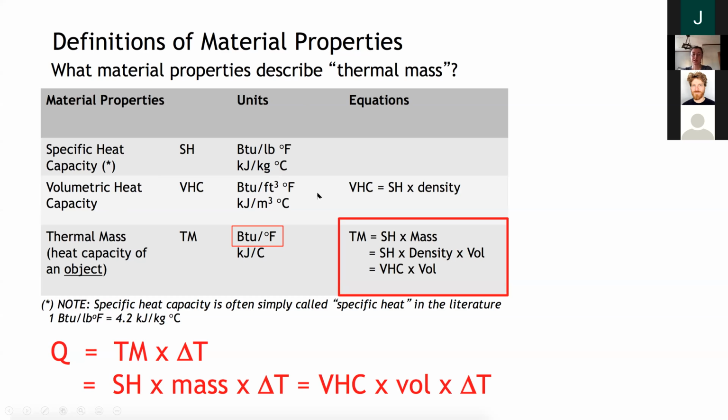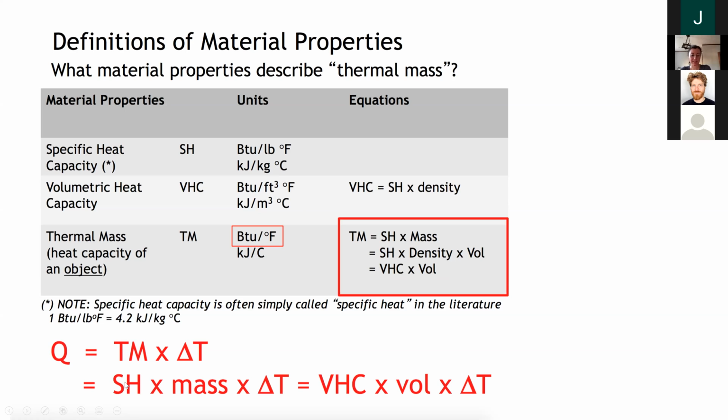You can also work between these using the density to convert between volume and mass. So if you are given the volume and the specific heat capacity, but not the volumetric heat capacity, you can still work between those using density. To find thermal mass, you would use either specific heat capacity times mass, specific heat capacity times density times volume, or volumetric heat capacity times volume. That way you can always make sure that you're using the mass and volume versions correctly with the right pairs.